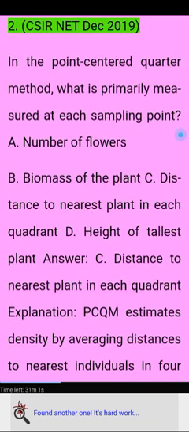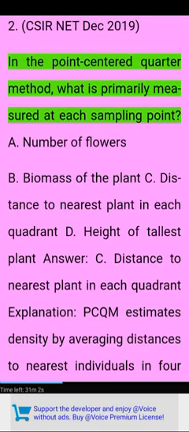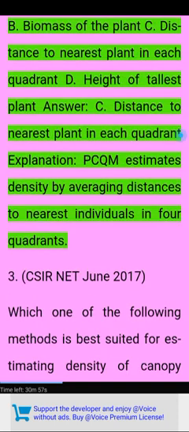2. CSIR-NET Dec 2019. In the point-centered quarter method, what is primarily measured at each sampling point? A. Number of flowers. B. Mass of the plant. C. Distance to nearest plant in each quadrant. D. Height of tallest plant. Answer. C. Distance to nearest plant in each quadrant. Explanation. PCQM estimates density by averaging distances to nearest individuals in 4 quadrants.